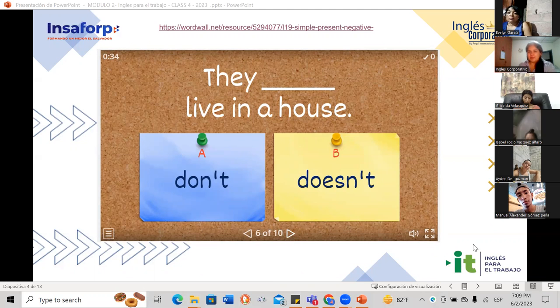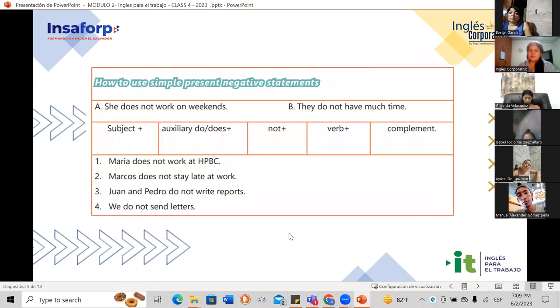How to use simple present negative statements. That information is also in the material that you have. It is in the manual. Está en el manual que ustedes tienen. We have here examples, okay? She doesn't work on weekends. She does not, in this case, is no está contractado. She does not work on weekends. The other way will be she doesn't, usando las contracciones. Letter B, they do not have much time. Si fuera contractado, sería they don't. They don't have much time, okay?